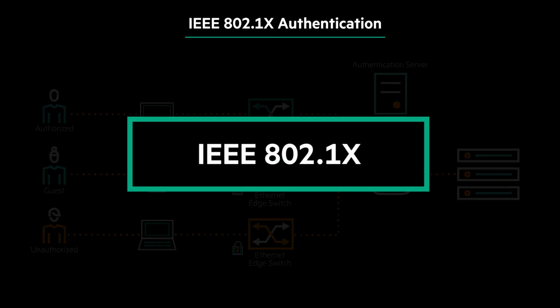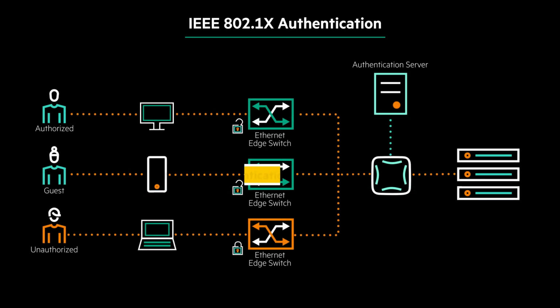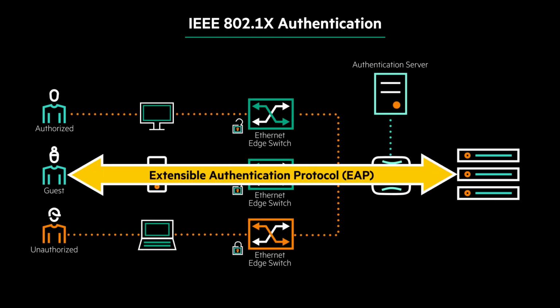IEEE 802.1x is an authentication mechanism popularly used in network security. It is an open standard for port-based network access control, which allows infrastructure devices to control end-to-end nodes' access to the network. This standard uses extensible authentication protocol for message exchange during the authentication process.